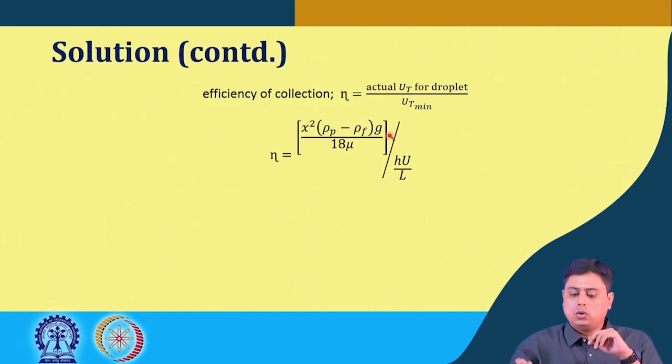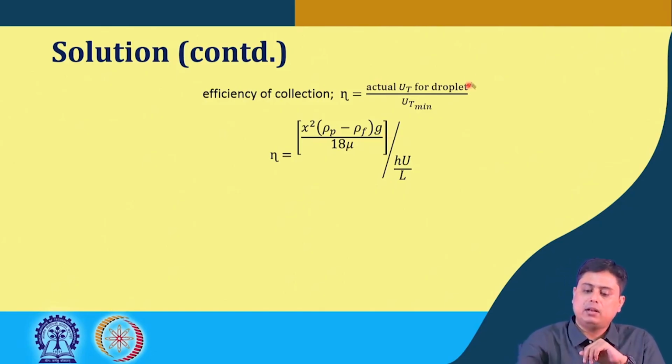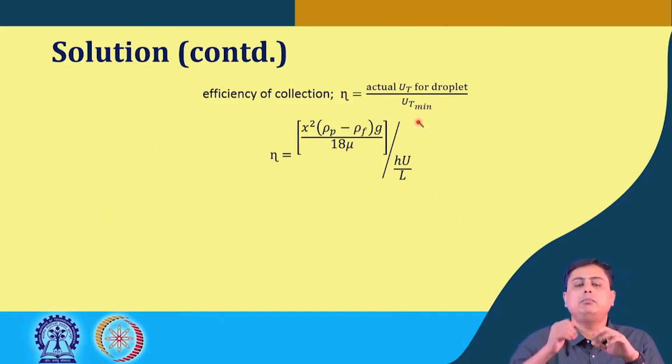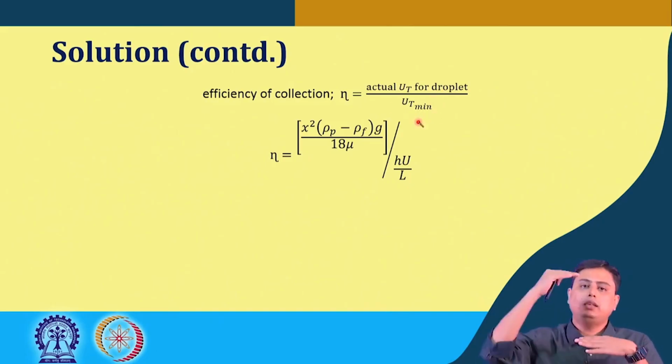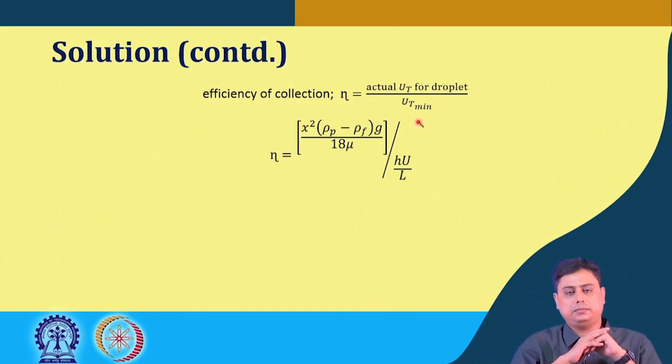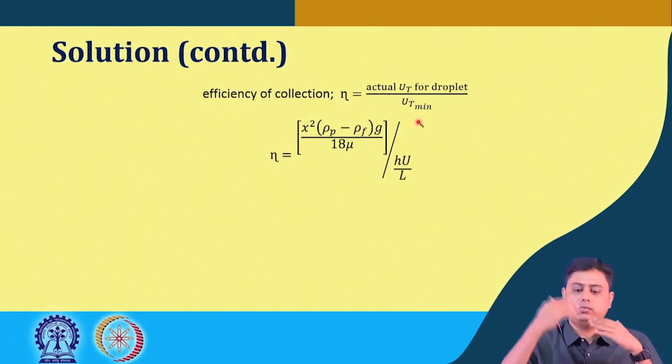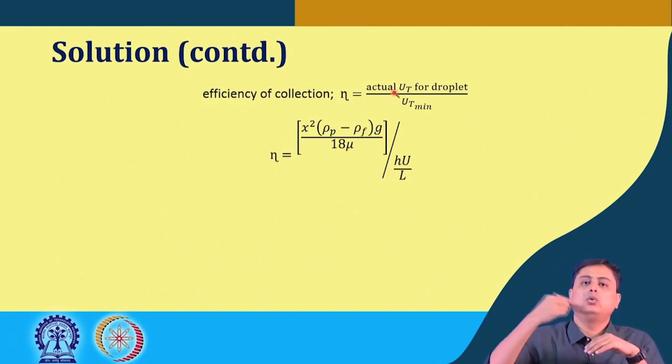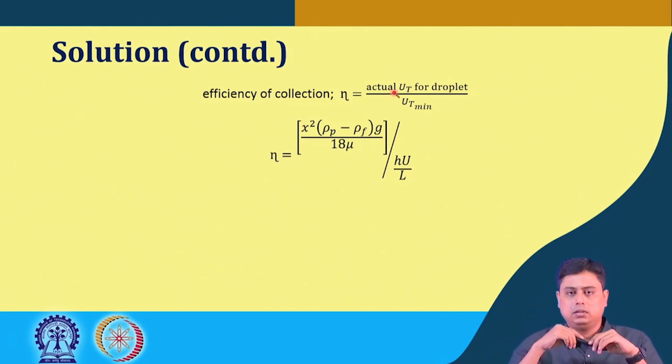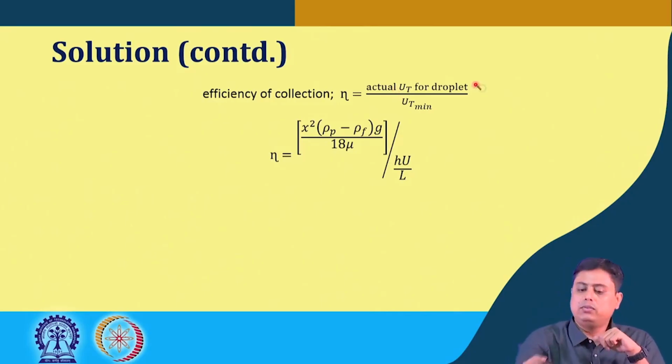So, this is the actual terminal velocity of the droplet, the real scenario, divided by the minimum requirement to rise to the height h. As more particles have it, this efficiency goes up and up. Now, the actual U_T for any droplet in the Stokes law region is this one, and this is our minimum requirement.